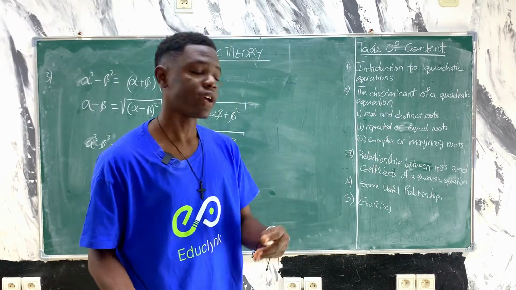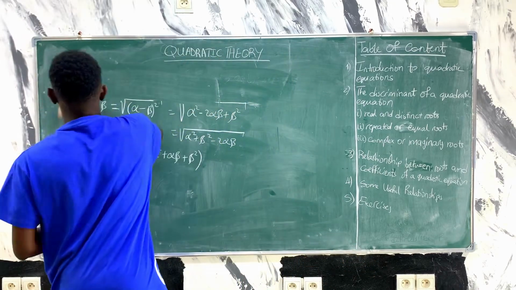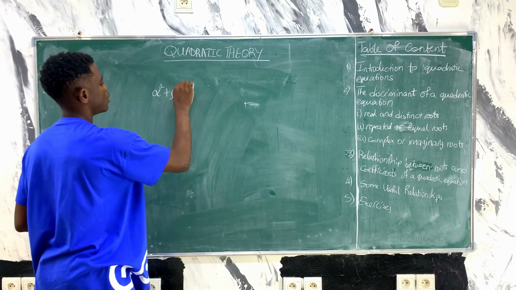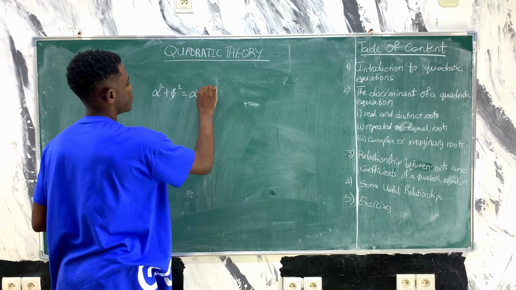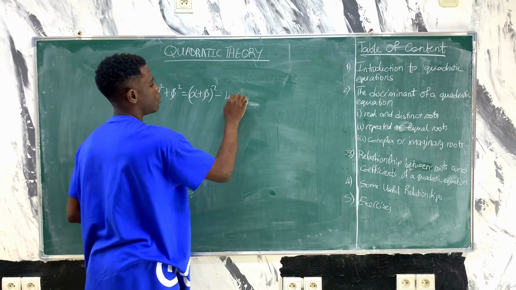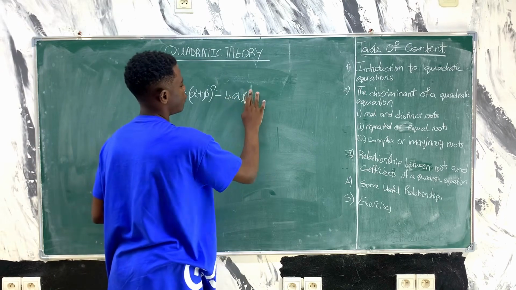Some exercises here. You also have to know alpha squared plus beta squared is equal to alpha plus beta all squared minus 2 alpha beta.